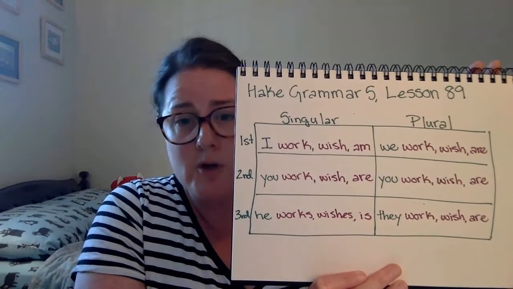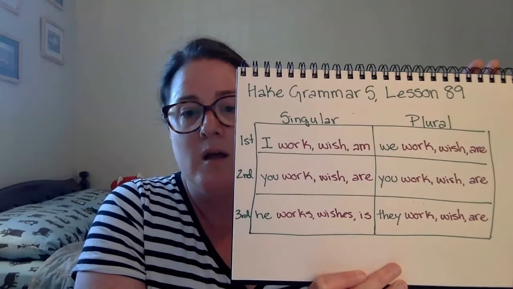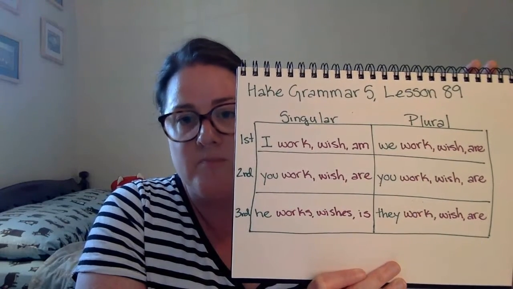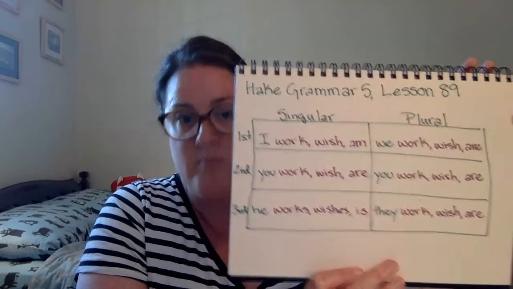First person plural, we work, we wish, we are. Second person plural, you work, you wish, you are. And third person plural, they work, they wish, they are. Of course, this is all present tense. So that's what it means when it says that a verb needs to agree in person and number.